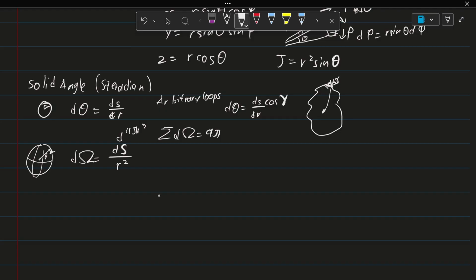And this is your definition of steradians. And the same logic applies if you have an arbitrary shape or arbitrary surface. You know that if it is closed, your solid angle is going to be the integral of dS over r squared, multiplied by cosine gamma.